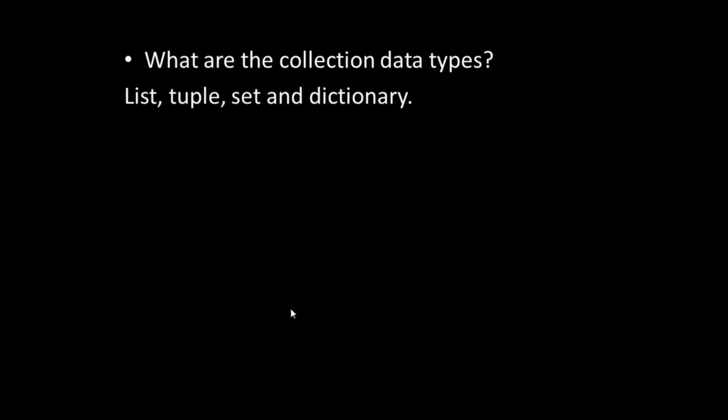What are the collection data types? List, tuple, set, and dictionary. How to write a list? By using square brackets. Will tuple allow duplicate values? The answer is yes. Will set allow duplicate values? The answer is no. Will dictionary allow duplicate keys? The answer is no. But in case of dictionary, you can have duplicate values.